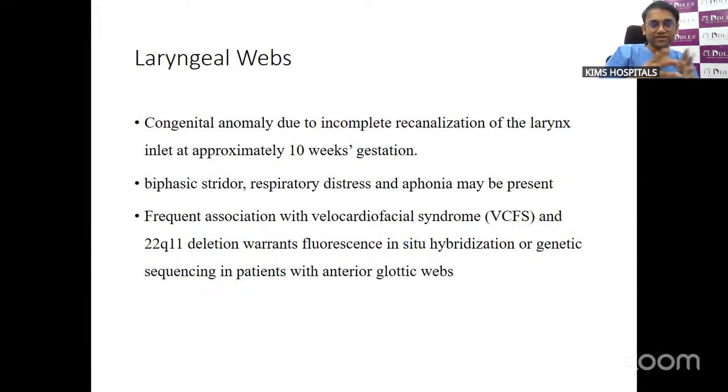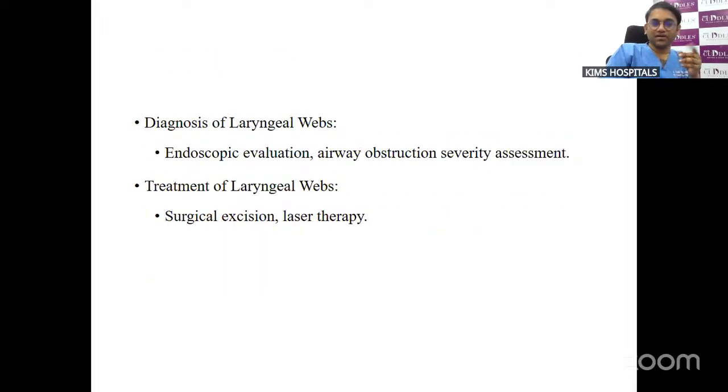Whenever we find this kind of thing antenatally or postnatally, we need to go for FISH and genetic sequencing. In a patient with an anterior glottic web, again, we need to do an endoscopic evaluation and assess the severity. The treatment of laryngeal webs is surgical excision, or you can go with laser therapy.